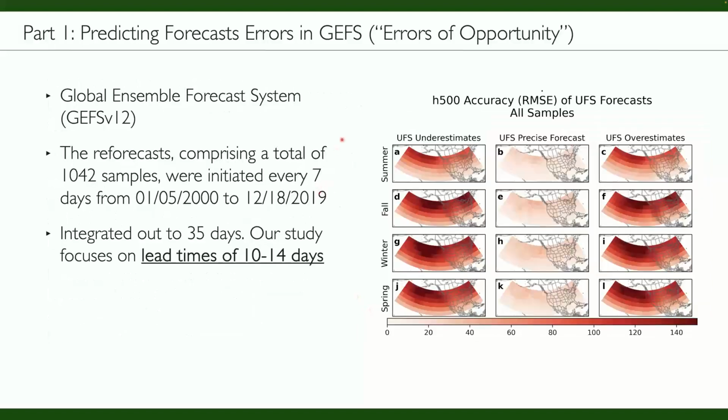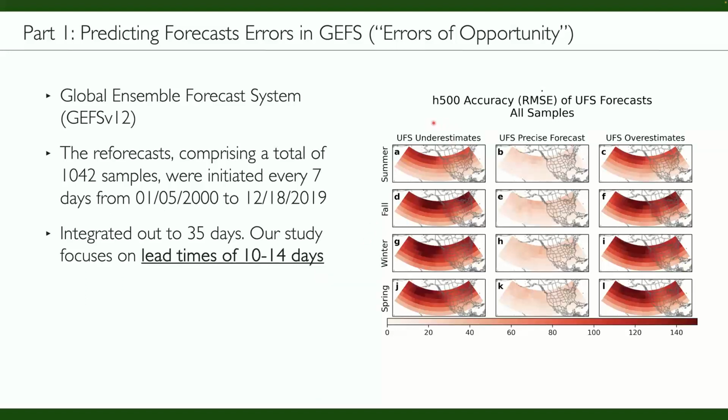All right, so first let's talk about this approach that we're using to predict forecast errors in GEFS. In this first part, we use the global forecasting system, GEFS version 12. We're looking at reforecasts from the period 2000 to 2019, where reforecasts were initialized every 7 days. We're interested in forecasts at lead times of 10 to 14 days, even though we could look at forecasts out to 35 days as well.